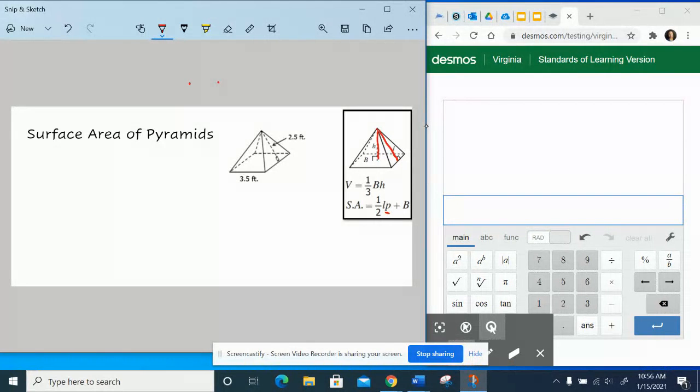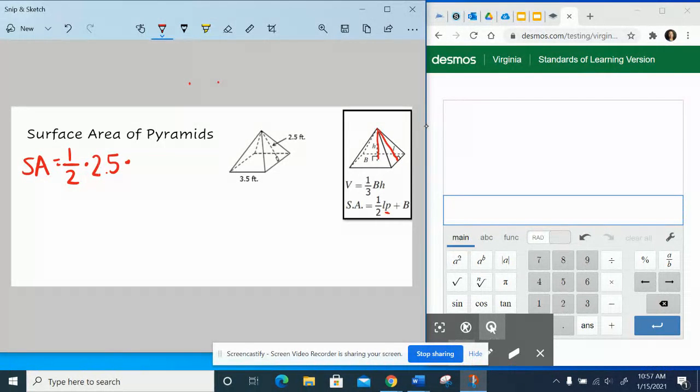So now that we have that information, we're going to go ahead and plug it in. The first thing I like to do is start off with our formula. Our formula is 1/2 times L. Remember that L is our slant height, and when we look at our pyramid here, our slant height is 2.5 feet. So 1/2 times 2.5 times, and then the next part is P for perimeter. So that's the perimeter of our base.